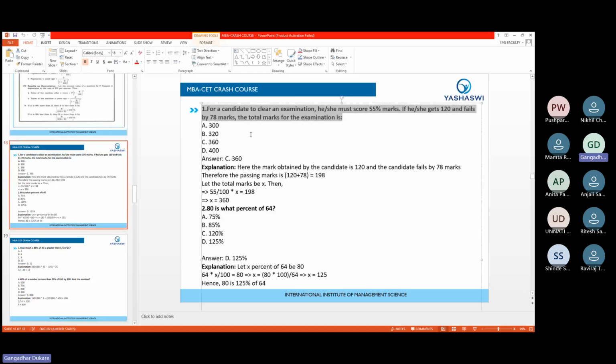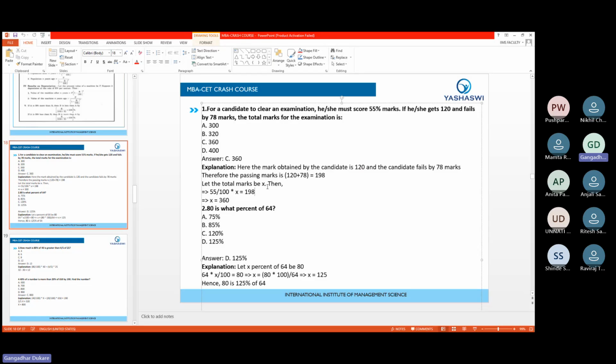For a candidate to clear an examination, he or she must score 55% marks. If he or she gets 120 and fails by 78 marks, what are the total marks of the examination? In that case, the marks obtained by the candidate are 120, and the candidate failed by 78 marks. So the passing marks are 120 plus 78, which equals 198.